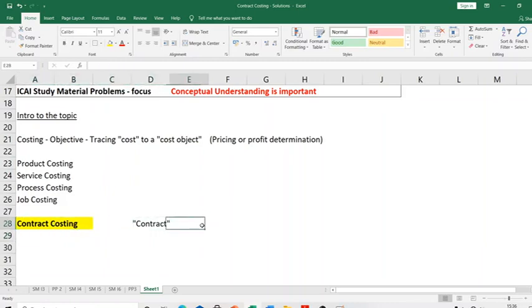So what is the cost object here? Contract, one contract is a cost object. Now, you would have learned in your Contract Act that basically a contract is an agreement which has some legal enforceability. An agreement enforceable by law is what we call a contract. You have a definition in the Contract Act.